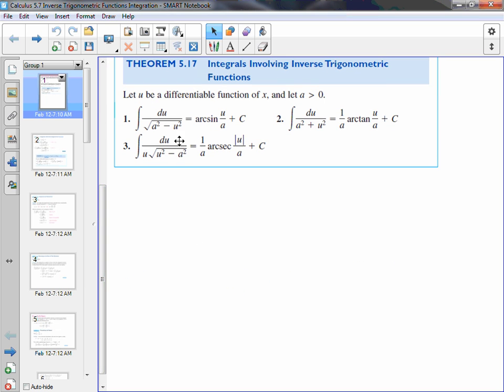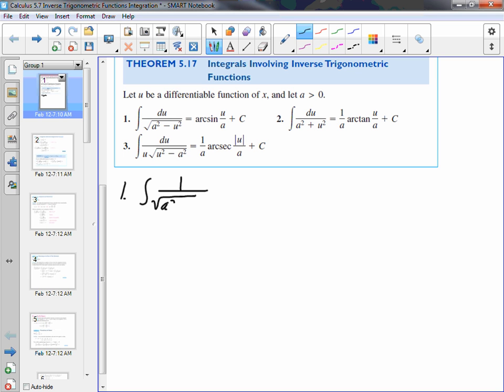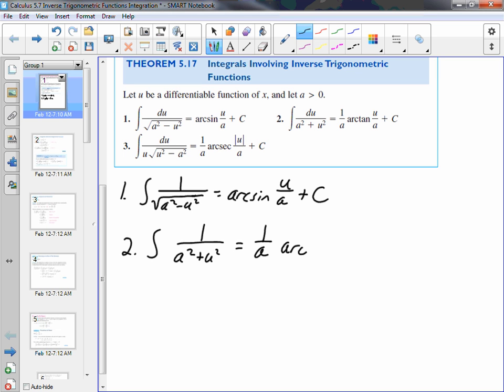If you have the integral, and you know, I wouldn't write the du up there. I would write them like this. If you have the integral of 1 over the square root of a squared minus u squared, where a is a constant, that equals the arc sine of u over a plus c. Second one, the integral of 1 over a squared plus u squared, where a is a constant, is 1 over a times the arctangent of u over a plus c.